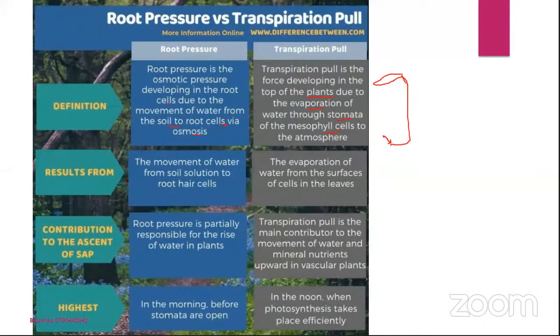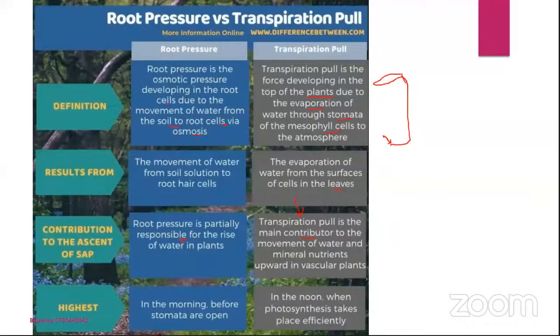Now, another thing is that with the root pressure, it is the movement of water from soil solution to root hairs, but with transpiration, it is evaporation of water from the surface of cells in the leaves. You can see that difference. Then about contribution to the ascent of sap, root pressure is partially responsible, just partially, but the movement of water up the plant is mainly or majorly due to transpirational pull. It is the major contributor. As water is lost from the leaf surface, there are forces involved like adhesion, cohesion, and osmosis making the water move up the plant.